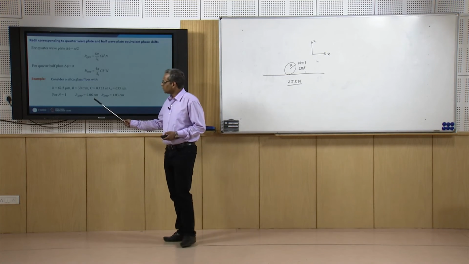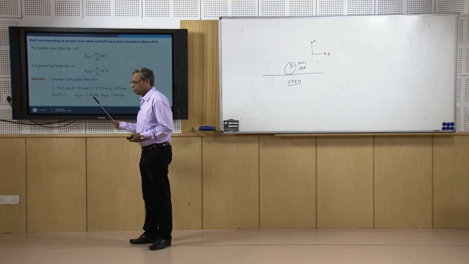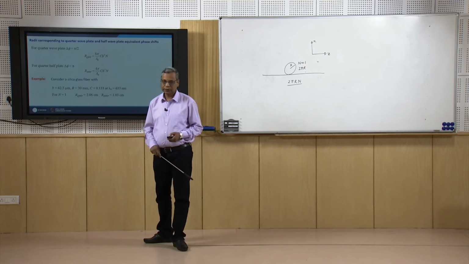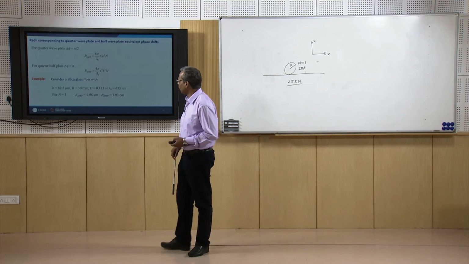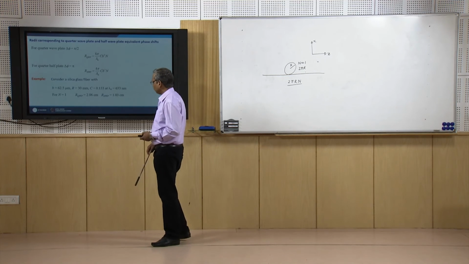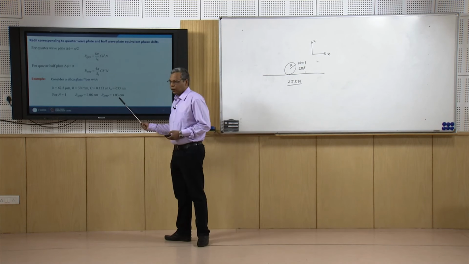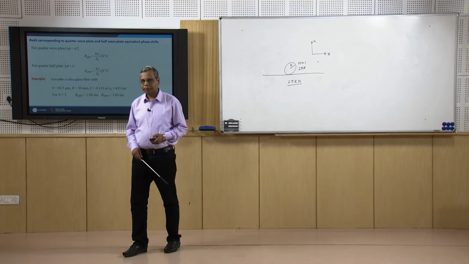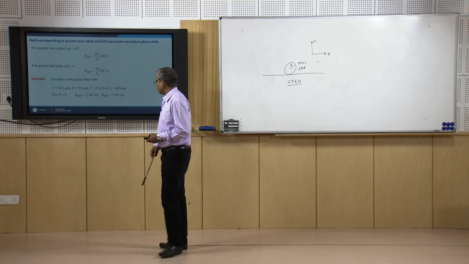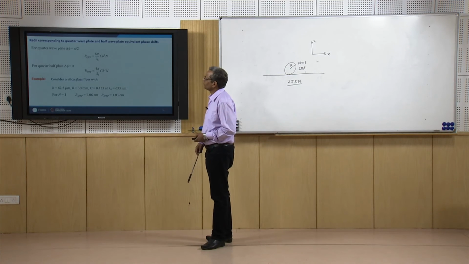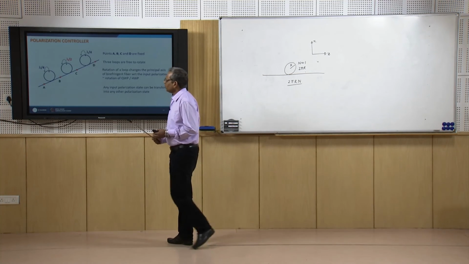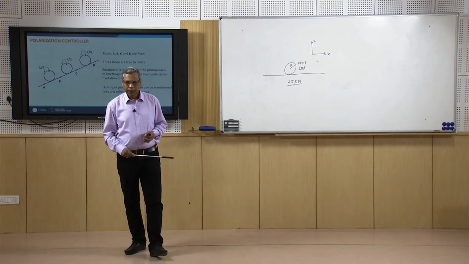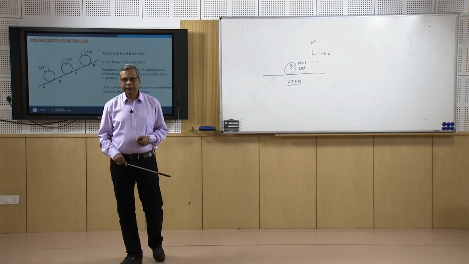So, a loop of this band radius will introduce a phase shift of pi by 2 or path difference of lambda by 4, and a loop of this band radius will introduce a phase shift of pi or path difference of lambda by 2. So, with the help of this, with the combination of these loops, I can virtually obtain any polarization state.